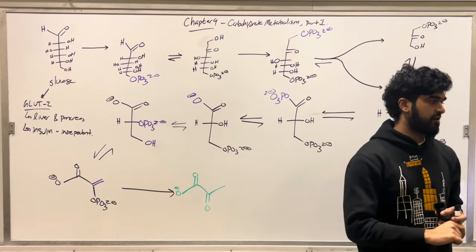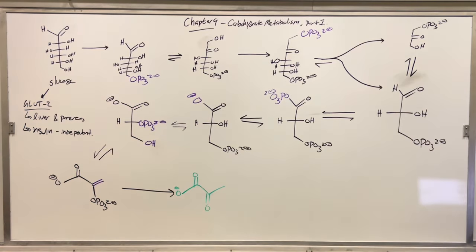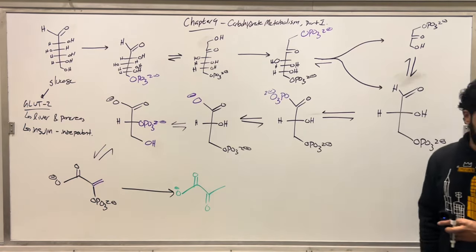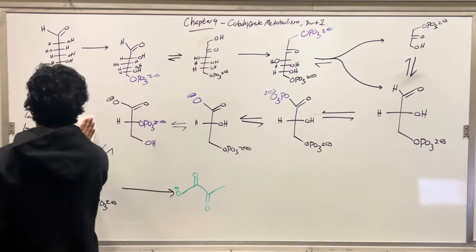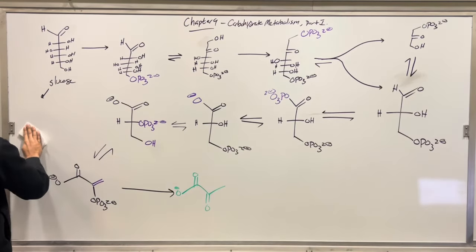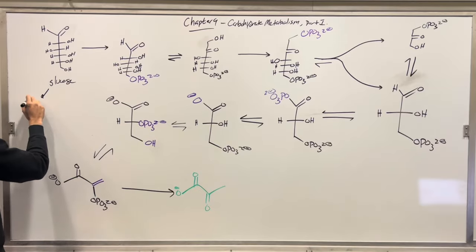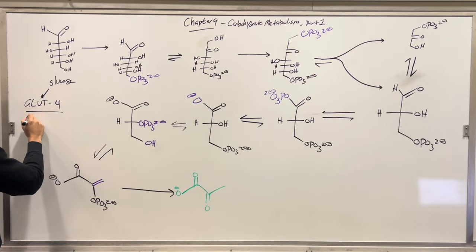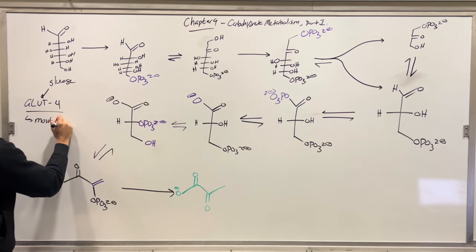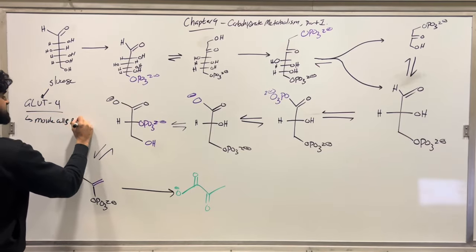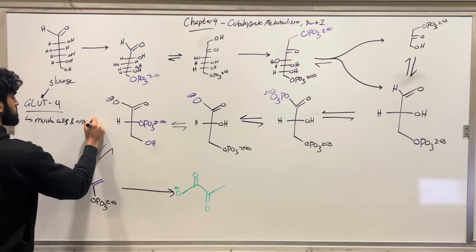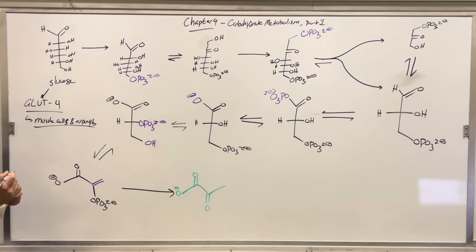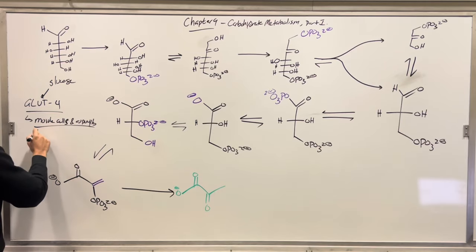On the contrary, the GLUT4 transporter, right? The GLUT4 transporter, which is present on what? Muscle cells and adipocytes. These transporters are insulin dependent.